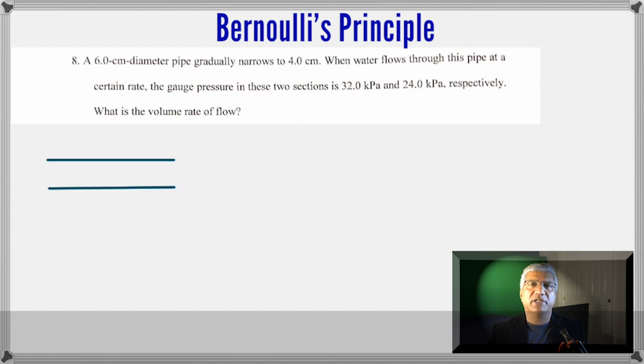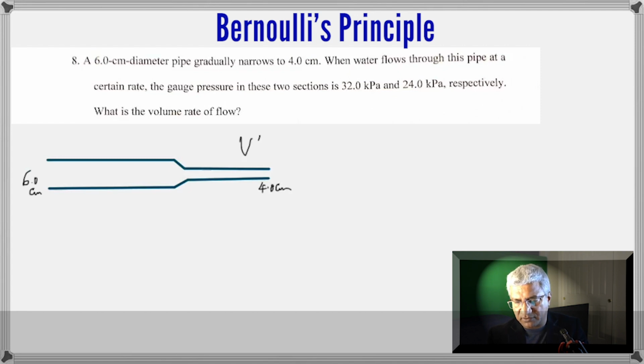What do you mean by volume rate of flow? It's either A1 times V1 or A2 times V2. Do we know A1? Yeah, we can find it because it's pi r squared. We can either find A1 or A2, but we do not know V1 and V2. So that's where we have to combine these two equations, okay? So that's the wide part, here's the narrow part. 6 centimeter and 4 centimeter are the diameters.